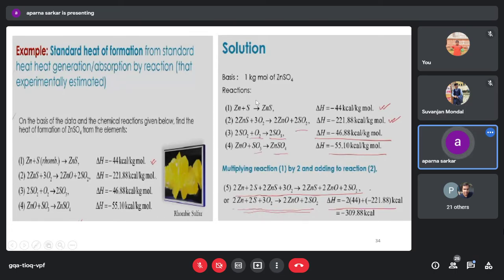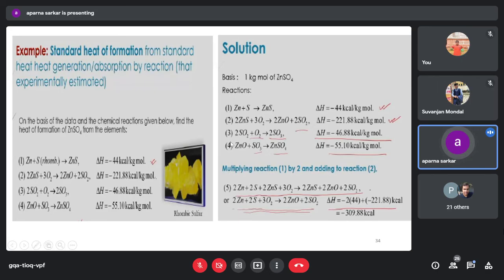Now first we need to eliminate this ZnS part. Therefore we need to multiply equation number 1 with 2. Then you need to add. So after adding equations 1 and 2 you can eliminate the ZnS. So finally you have 2Zn plus 2S plus 3O2 is equal to 2ZnO plus 2SO2. And the same way, after adding del H1 and del H2, you have one del H.